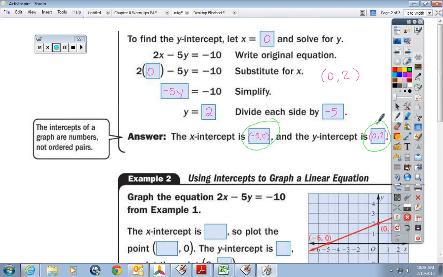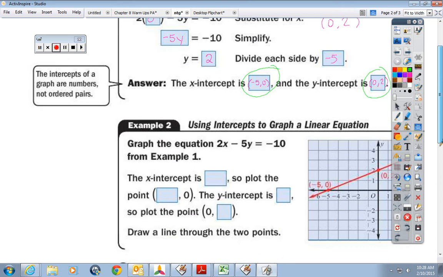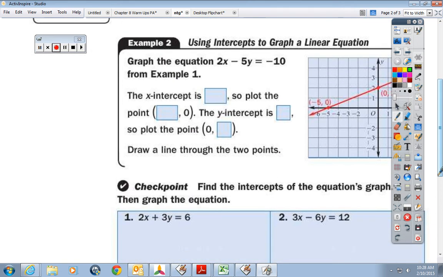Okay, so in example 2, we're going to do the same thing that we did in example 1, and the second step is just to put it on a graph. It's the same equation. So we found the x-intercept was negative 5, 0, right? So we find it here, negative 5, 0, and we put our dots. Okay, so we plotted the point, negative 5, 0. And then we figured out that the y-intercept was 0, 2, right? Which is here. So we're going to go 0, 2.